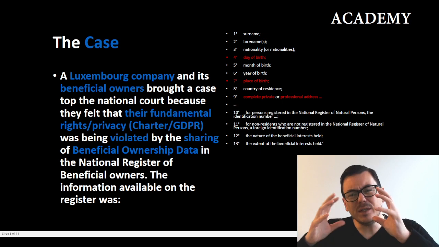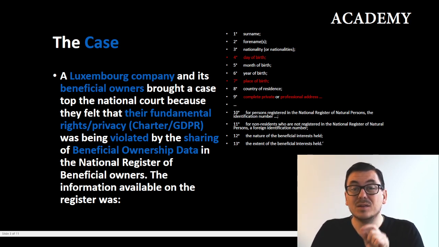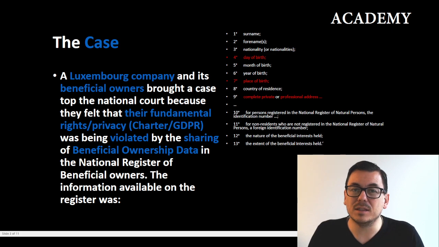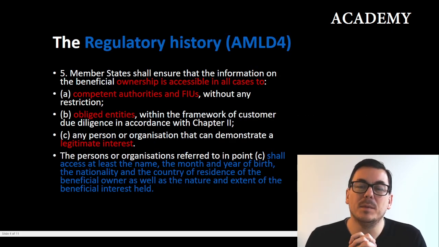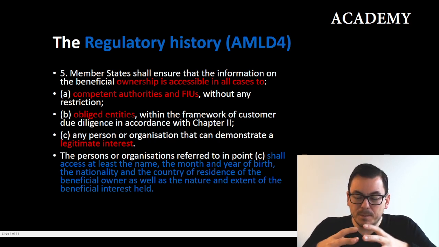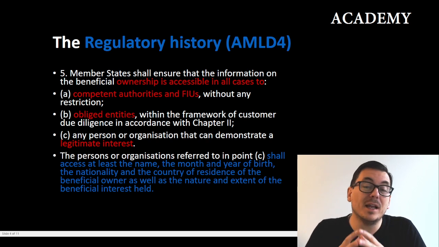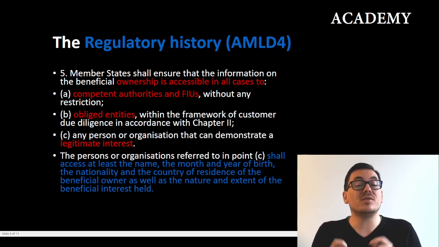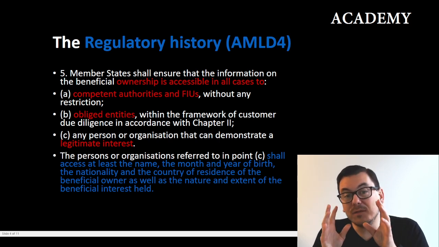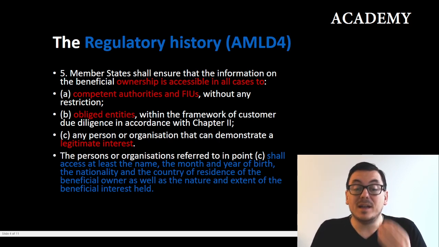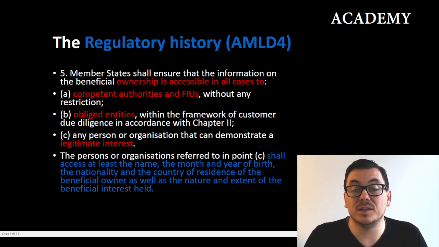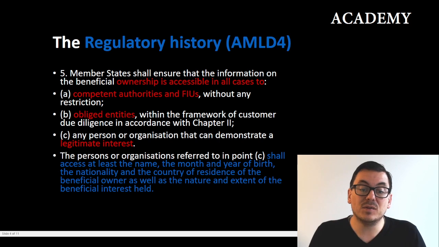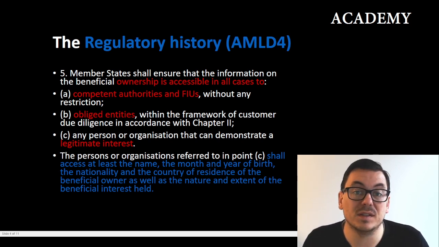So to really understand the problem, we must look back at not the fifth directive, which is the directive in the case and in the ruling, but the fourth directive. We need the history behind it. In the AMLD4, the beneficial ownership data should be accessible for any competent authority and FIU, the obliged entities, and any person or organization that can demonstrate a legitimate interest. The information accessible for the last bracket should be at least the name, the month and year of birth, the nationality, country of residence, the beneficial owner, as well as the nature and extent of the beneficial interest held.